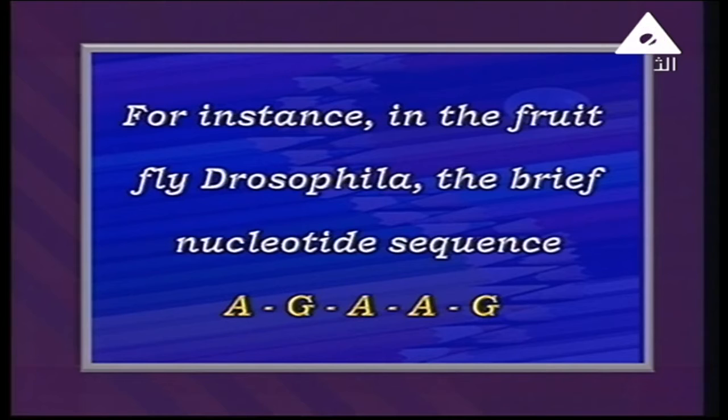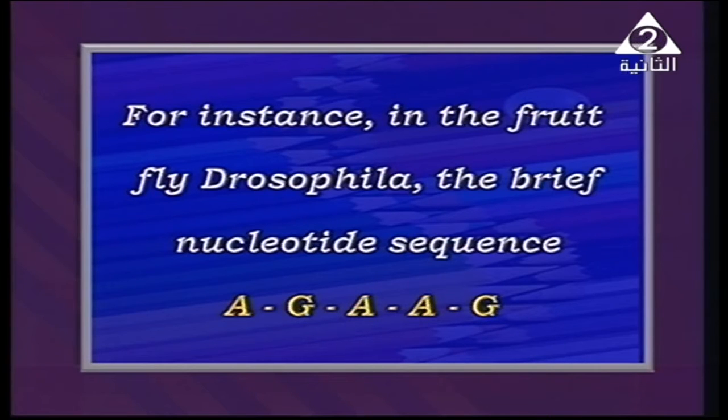For instance, the fruit fly Drosophila, a type of fly. Most genetic engineering experiments are carried out on this fly, which is called Drosophila. It lives mainly on fruit and feeds on fruit, so it is called the fruit fly Drosophila.